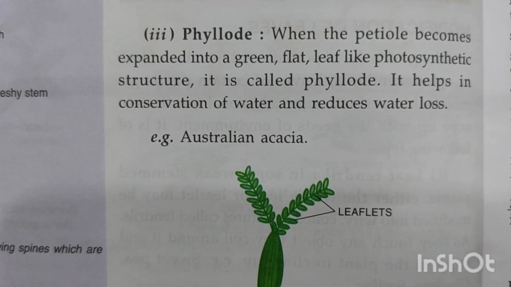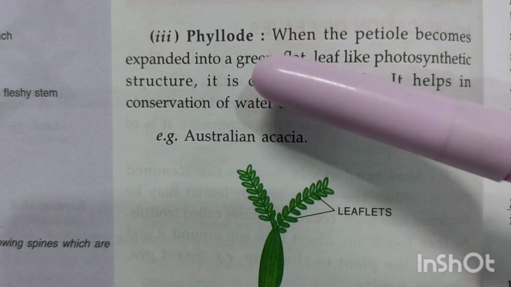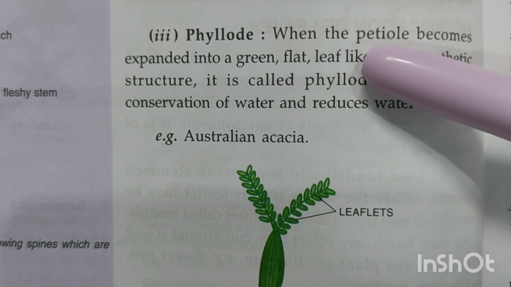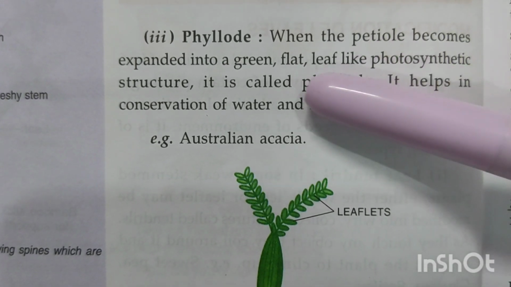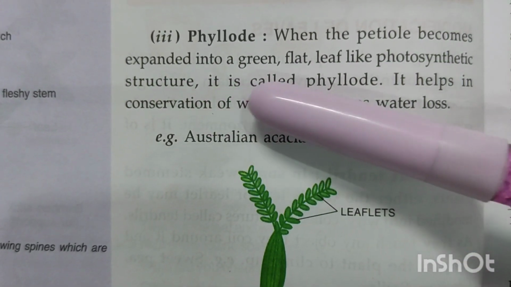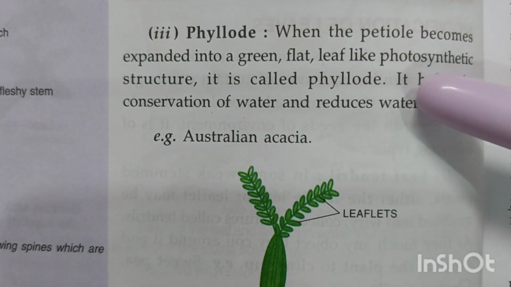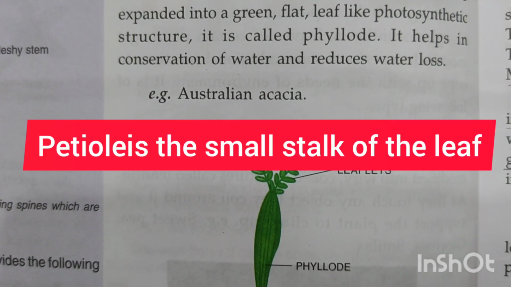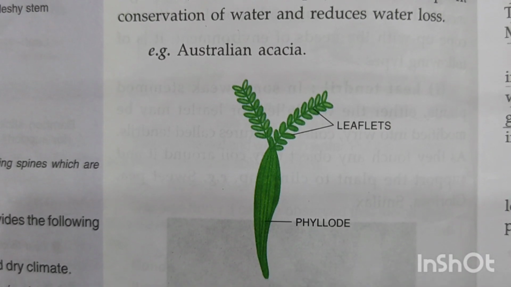The third leaf modification is a phyllode, children. Now phyllode, do you remember, children? Phyllode is made from the petiole. Now what was petiole? Petiole is the small stalk of the leaf with which it is attached to the stem. So when the petiole becomes expanded into a green flat leaf-like structure, it is termed a phyllode. Now this phyllode, children, also helps in conserving water. That means it helps in storing the water and also reduces the loss of water that will take place.